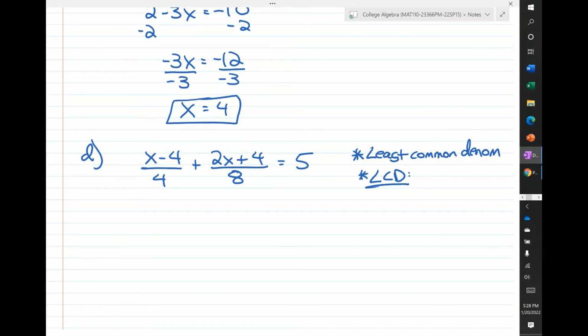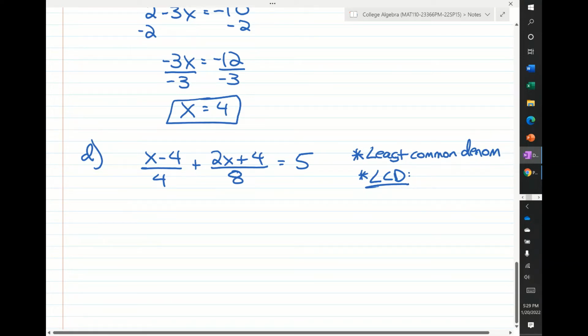Now, if you remember back to when you learned about fractions, what would be the least common denominator between 4 and 8? What's the smallest number that you could divide 4 and 8 into? 2 would be, not quite 2, no. I'm looking to see what number you can divide by 4 and 8. What's the smallest number that you could divide by 4 and 8?